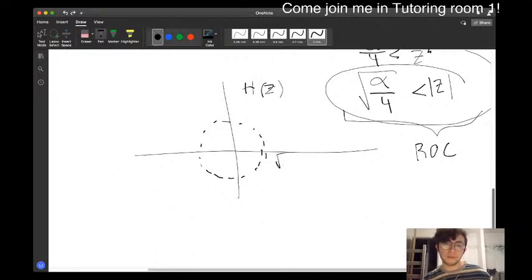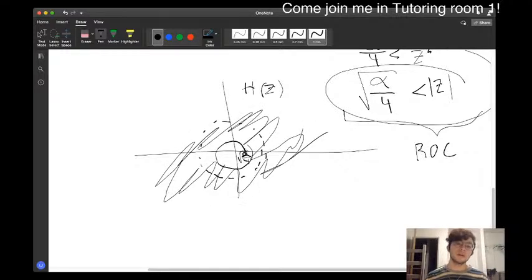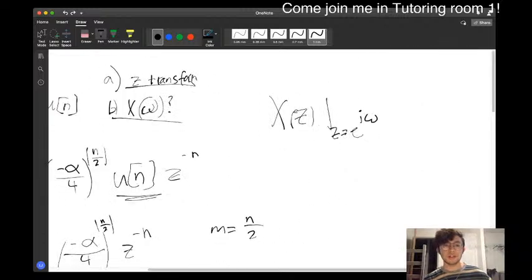But because we can choose alpha, what about if we had alpha over 4 here? Remember that we're taking everything outside of that. Notice that this includes the unit circle here, so our Fourier transform will converge. This is a causal region of convergence. We need a causal stable system in order for our Fourier transform to converge. So that's essentially what we got.